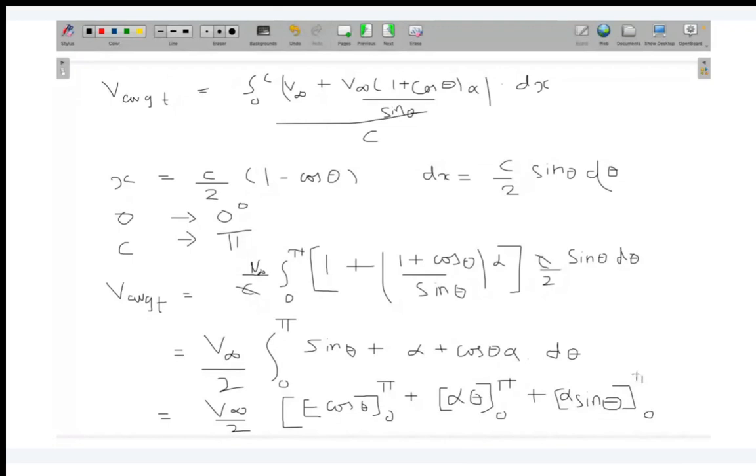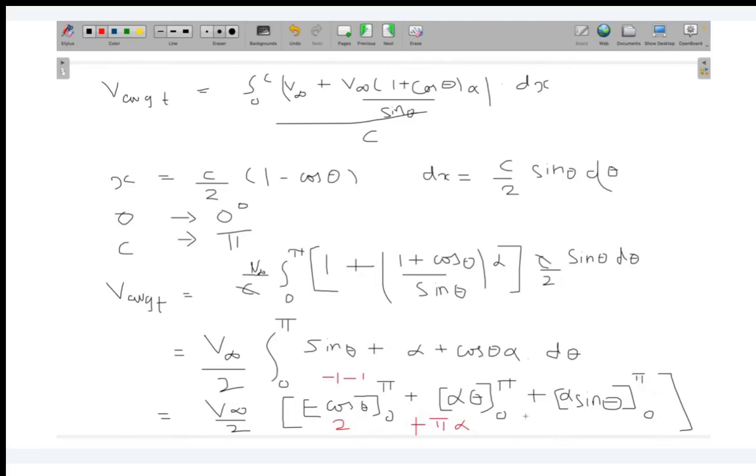So now let's evaluate, one by one. Your cos of pi is -1, and minus of cos of 0, that will be 1, and there's a negative sign altogether. So this will be nothing but +2. And this will be alpha theta, so alpha into pi minus alpha into 0. So that will be pi alpha, right? And here sine theta you have. So sine theta is 0, both at pi and 0. So this term will basically go to 0.